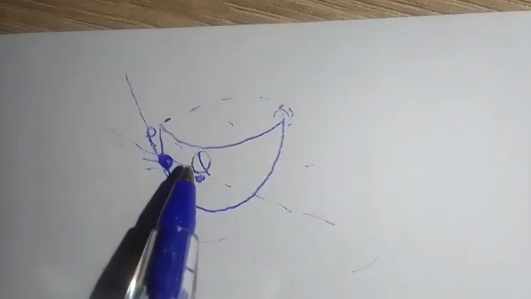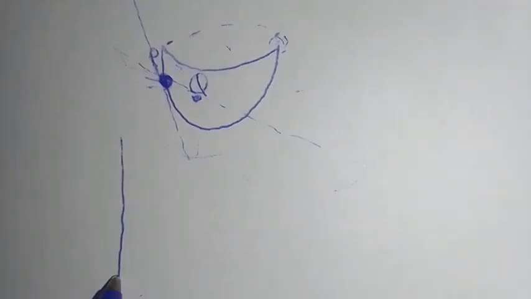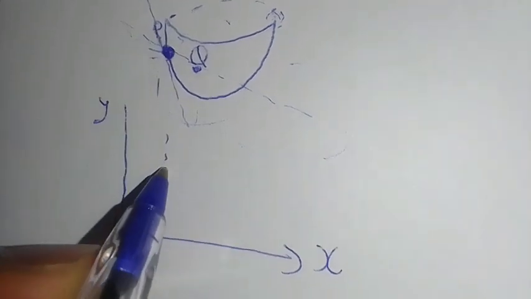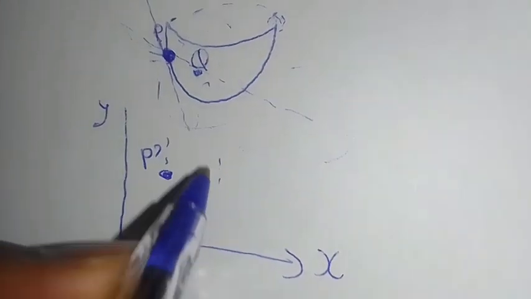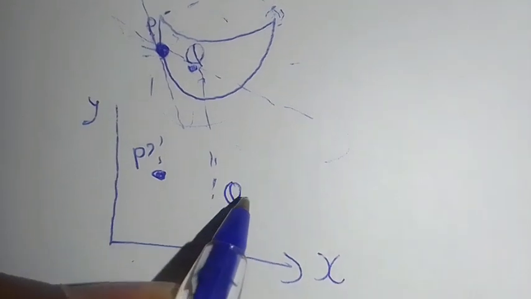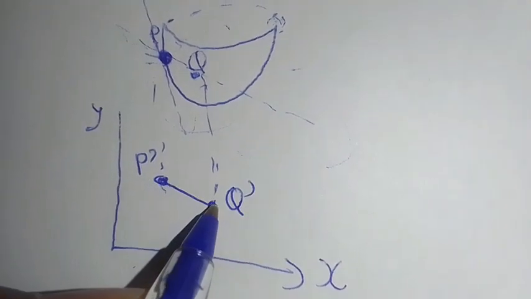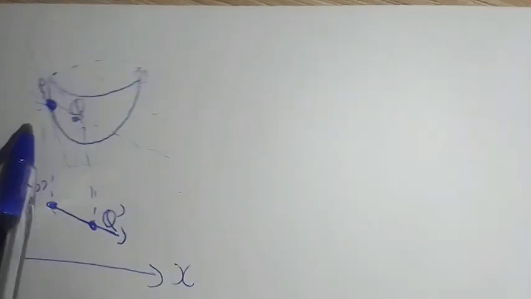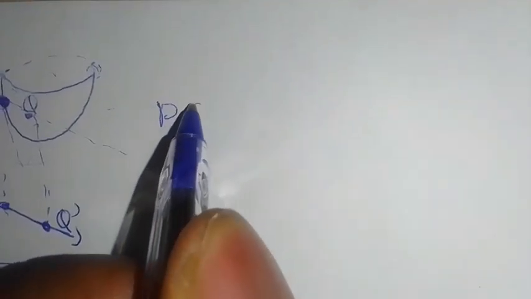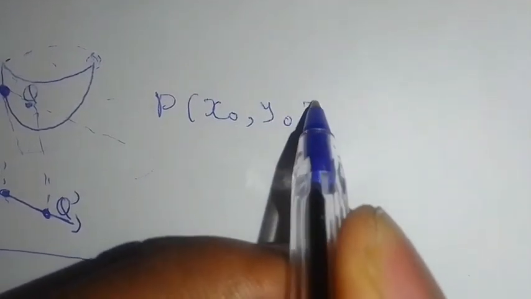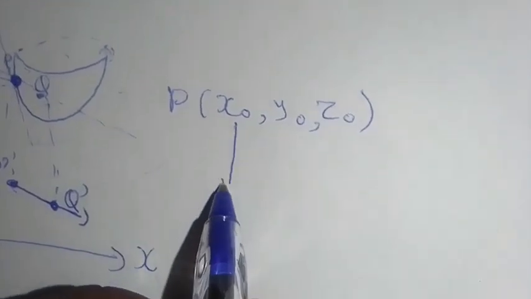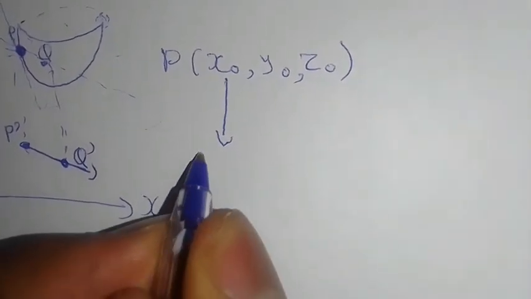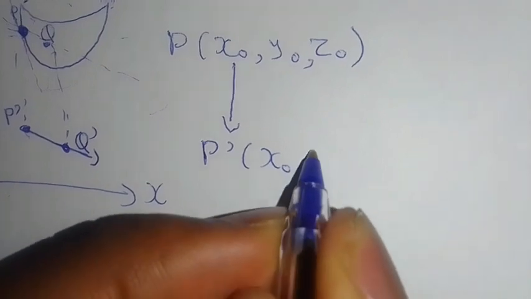If you project that onto an xy coordinate system, you have something like this. The projection of P will just be P prime, and the projection of Q will be Q prime. So you technically have the direction of PQ in that way. Since this is in 3 dimensions, we can have the coordinates of P being x naught, y naught, and z naught. In that projection, we project into the xy plane, which means z will be equal to 0. So for P prime, we're just going to neglect the value of z. That will just be x naught, y naught.